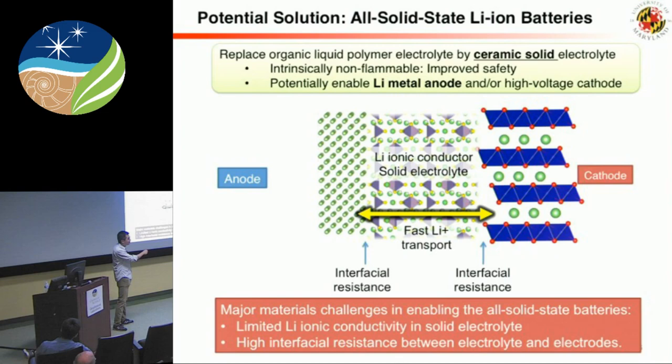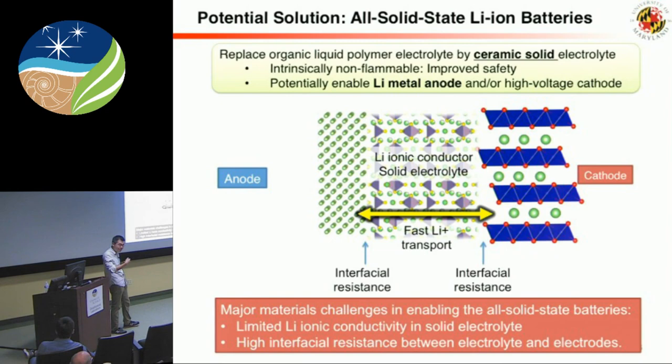But then comes this great materials challenge. If you replace the electrolyte with a solid, the first problem you need to solve is that you want a material that transports lithium ions as fast as a liquid electrolyte. Because if you don't, as I showed you in the animation, if you don't transport lithium ions fast enough, you'll not get the energy. Or if you transport them too slowly, you'll just get too low a power. So that's one of the problems: you need a good lithium ionic conductor to serve as a solid electrolyte.